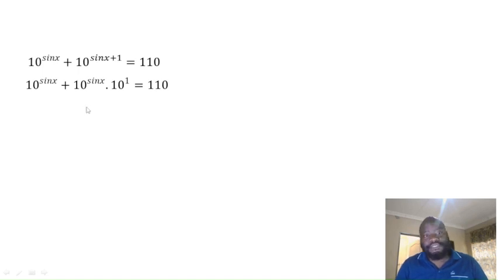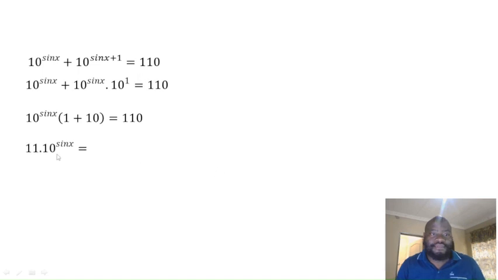Now we see that we have created two terms where a common factor, 10 to the sine x, can be taken out. So we take out 10 to the sine x and then we're left with 1 plus 10. The right hand side remains as 110. Then 1 plus 10 is simply 11. Then 11 times 10 to the sine x equals 110. Then to get rid of the 11, we divide both sides by 11. Then 110 divided by 11 gives us 10.